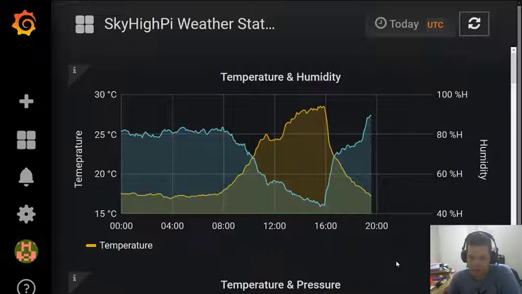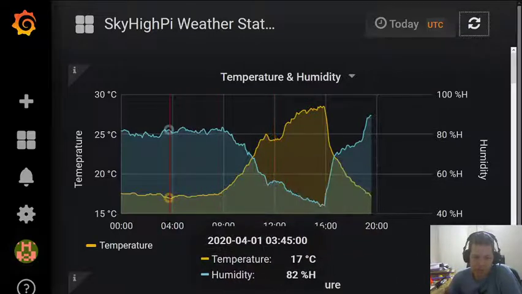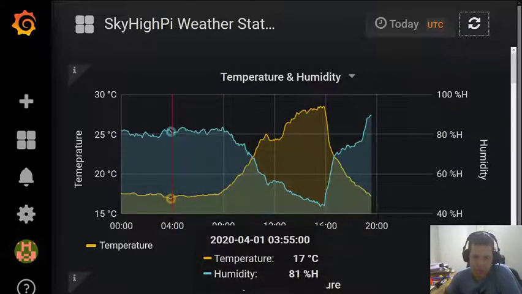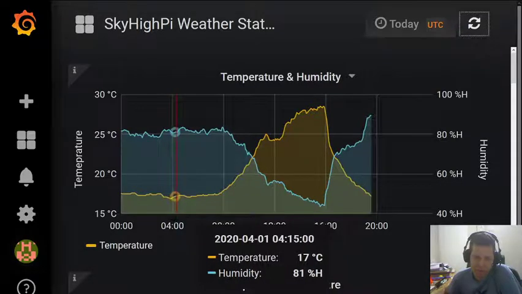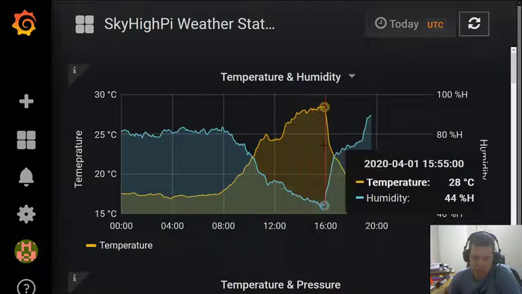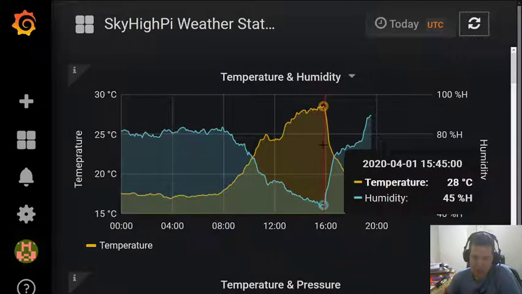Okay, so the first graph we'll look at is from today. This is the temperature versus relative humidity graph, and the blue line is the relative humidity, and the yellow line is the temperature. You can see today the lowest temperature was a few hours before sunrise, at 4 o'clock, and the temperature got to its maximum just before 4 o'clock in the afternoon.